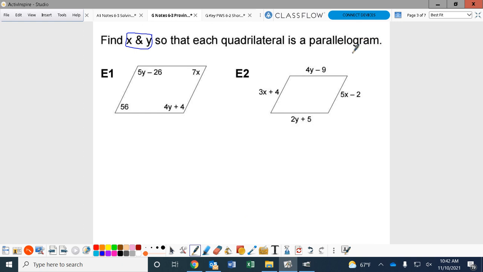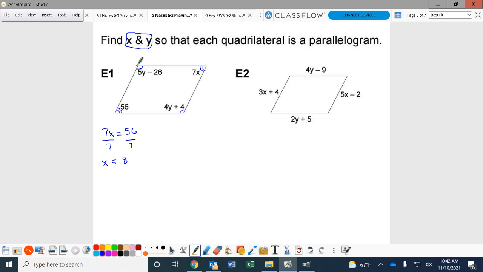Parallelogram. In order for this to be a parallelogram, then the opposite angles would have to be the same, congruent with each other. So in order for that to happen, 7x would have to equal 56. Divide by 7, and x equals 8. That one's pretty straightforward, we got that one.